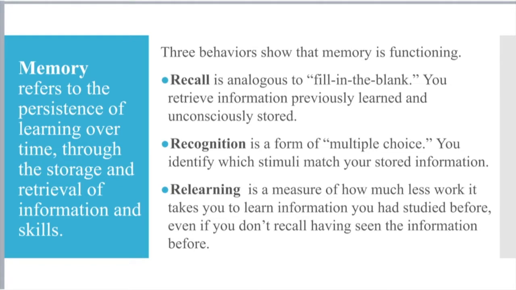So here we go. A memory refers to the persistence of learning over time through the storage and retrieval of information and skills, right? Once we learn something, where does it get stored in our brain so that when we need it, we can unfile it and use it when we need it? So there are three behaviors that show that memory is in fact functioning. You have recall, recognition, and relearning.